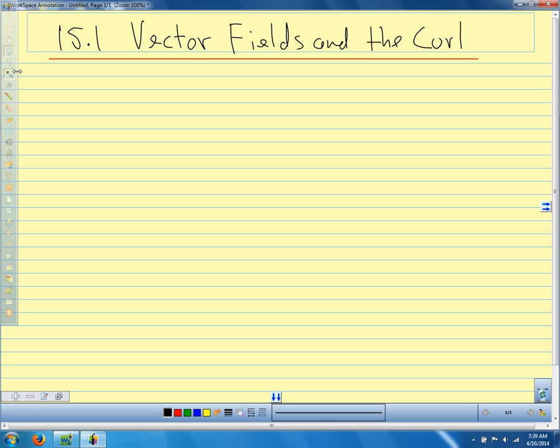Tomorrow we'll talk about, let's focus. So today, vector fields and the curl. Tomorrow we'll talk about divergence. So we'll learn some new terms. We'll get to learn some new symbols in this chapter, some new math symbols, which is always nice.